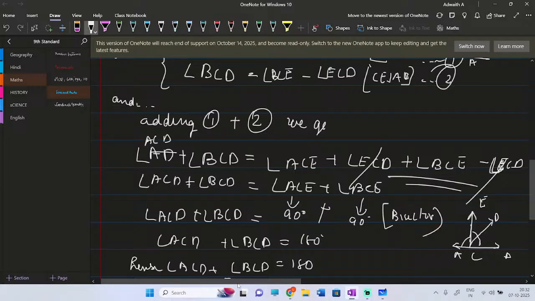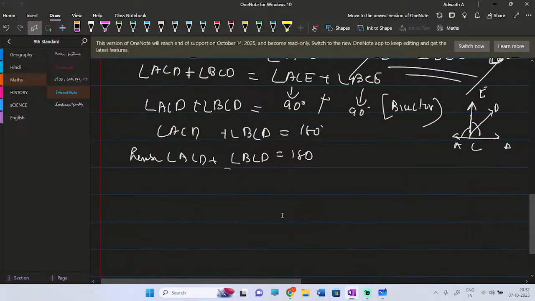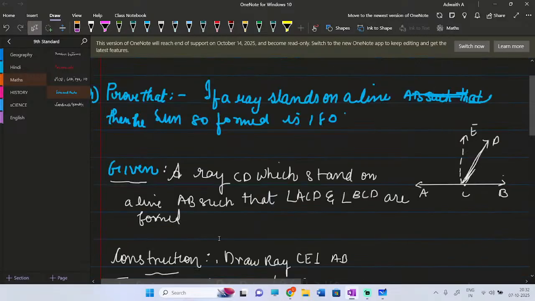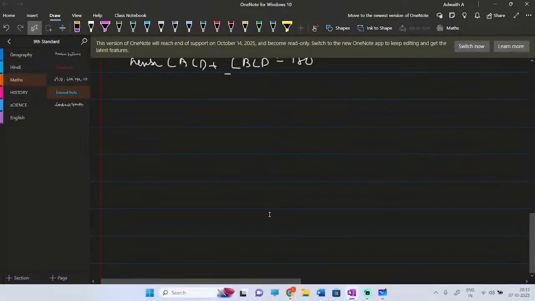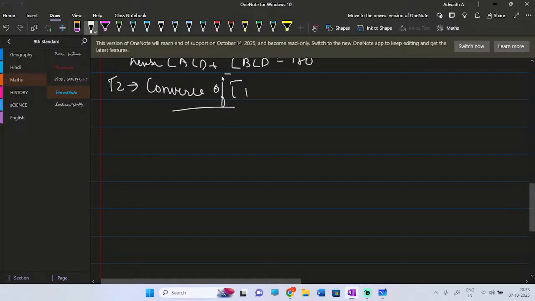Okay, now theorem 1. I have proved that if a ray stands on a line, then the sum of the angles so formed is 180. I have shown the steps. Now I am converting the statement. Theorem 2, I am writing T2, the converse of T1.